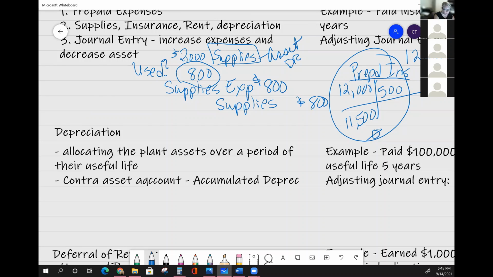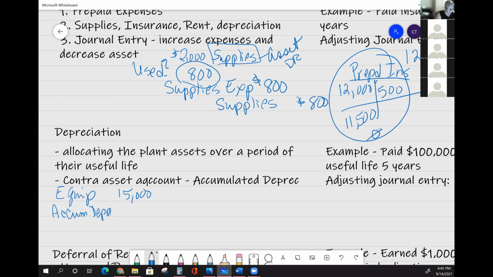Depreciation doesn't work that way. It's a little bit different. So we are going to allocate a portion to expense each month, but we're not going to do a credit directly to the asset account. We have something called a contra asset account, and it's called accumulated depreciation. So on the balance sheet, you'll see equipment, maybe for $15,000. And then underneath it, you'll see accumulated depreciation.